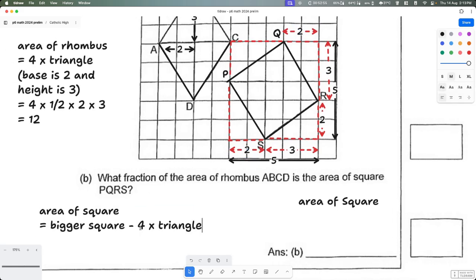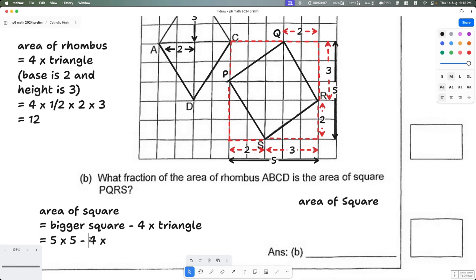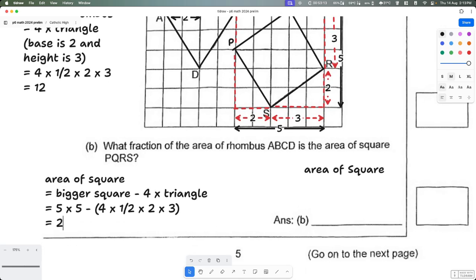Okay, so the bigger square is basically equal to 5 times 5 minus 4 times the triangle, which is 4 times, and then we see half. This is the whole thing, so I'm just going to bracket. Okay, 4 times the triangle. And this will then become 25 minus 12, and this will then become 13.